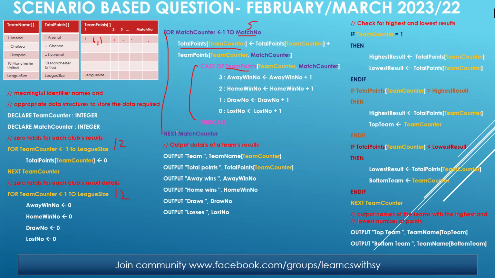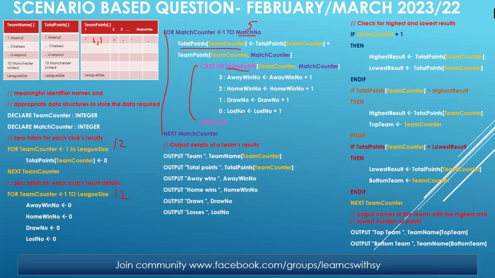Dear children, are you able to comprehend the working of this whole thing? For the first team, Arsenal, the match points are calculated for all the values: total points equals total points plus what we have done. Since total points is an array, we have used the subscript team counter. Location number 1 equals location number 1 plus the value obtained from team points. So this is what is done here.